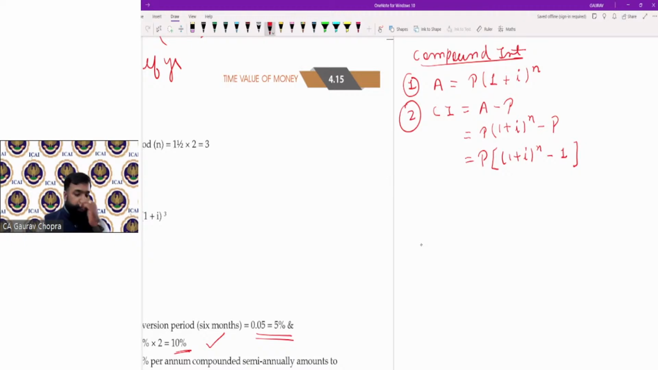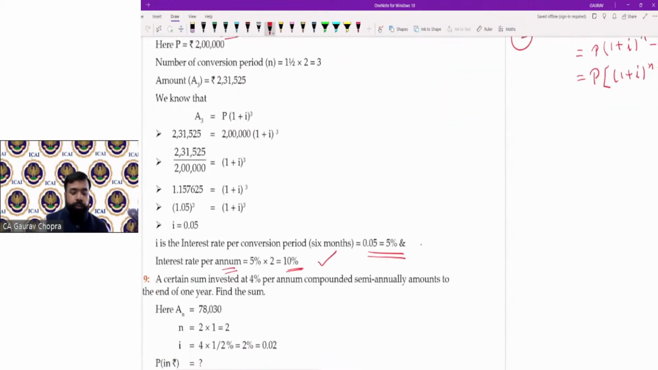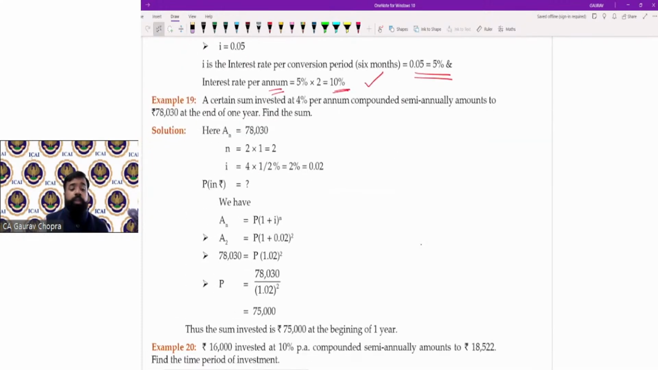Now we have to continue with some more questions. Let us continue with example number 19. A certain sum is invested at 4% per annum. So 4% per annum is the rate of interest. Compounded semi-annually. Semi-annually means 2 times in a year.